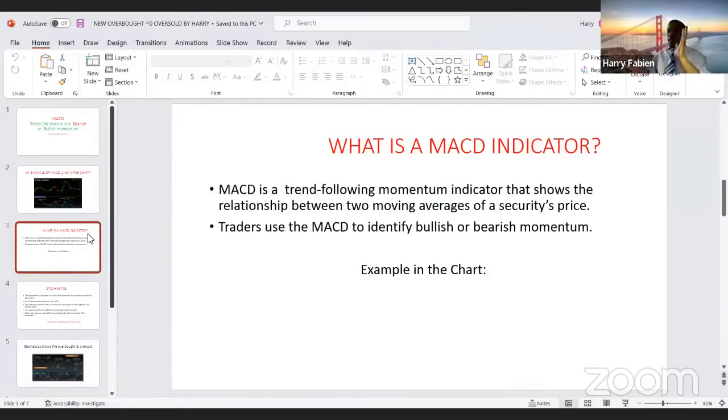So in other words, what is a MACD indicator? It is a trend following momentum indicator that shows the relationship between two moving averages of a security's price. Again, MACD is a trend following momentum indicator that shows the relationship between two moving averages of a security's price. Use the MACD to identify bullish, that's going up, or bearish momentum.